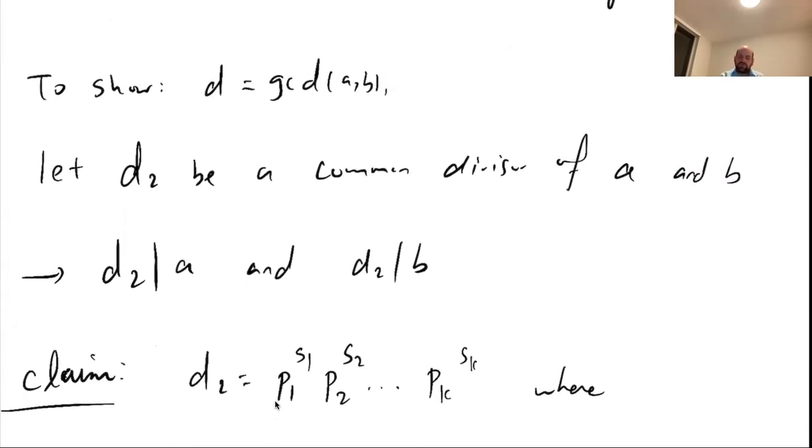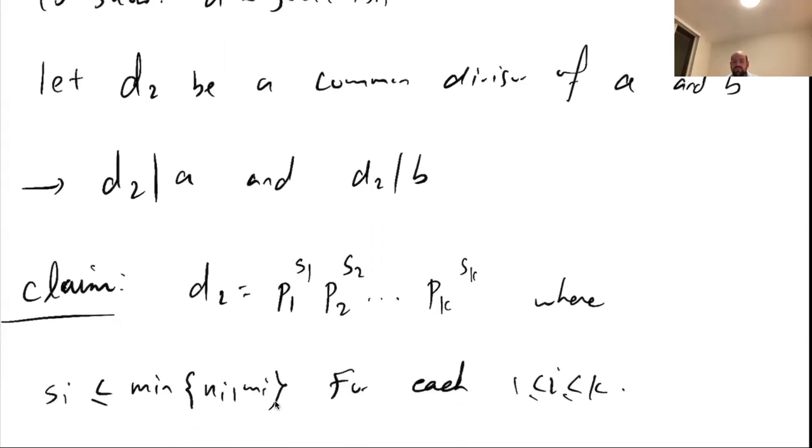So I want to show that D is the greatest common divisor of A and B. To show this, I considered a common divisor of A and B, which I called D2. If D2 is a common divisor of A and B, that means D2 divides both A and also B, right? Meaning that D2 is a factor of A and also a factor of B. Now my claim is that D2 can be written in this form, P1 to power S1 all the way to Pk to power Sk, and each Si is less than or equal to minimum NiMi. So of course I have to prove the claim. But once I prove the claim, I will be done.